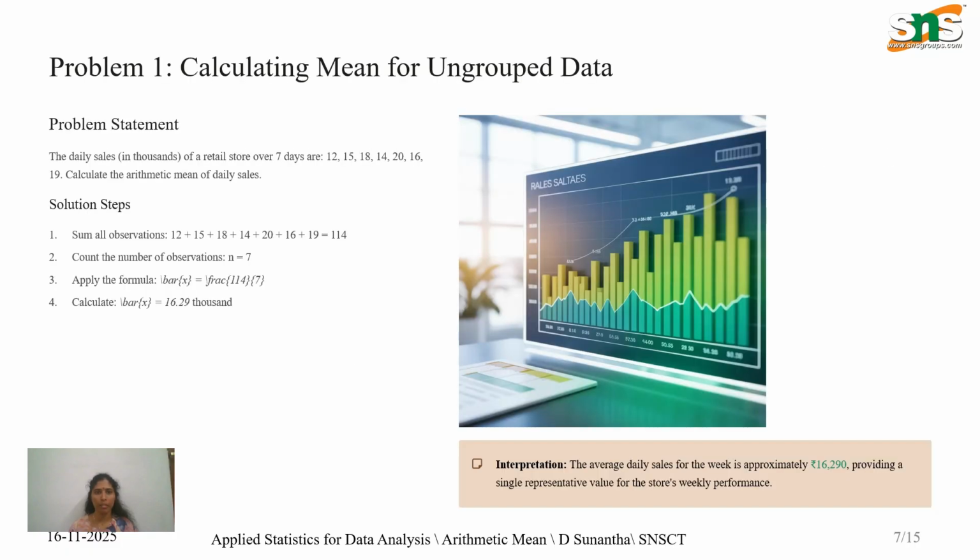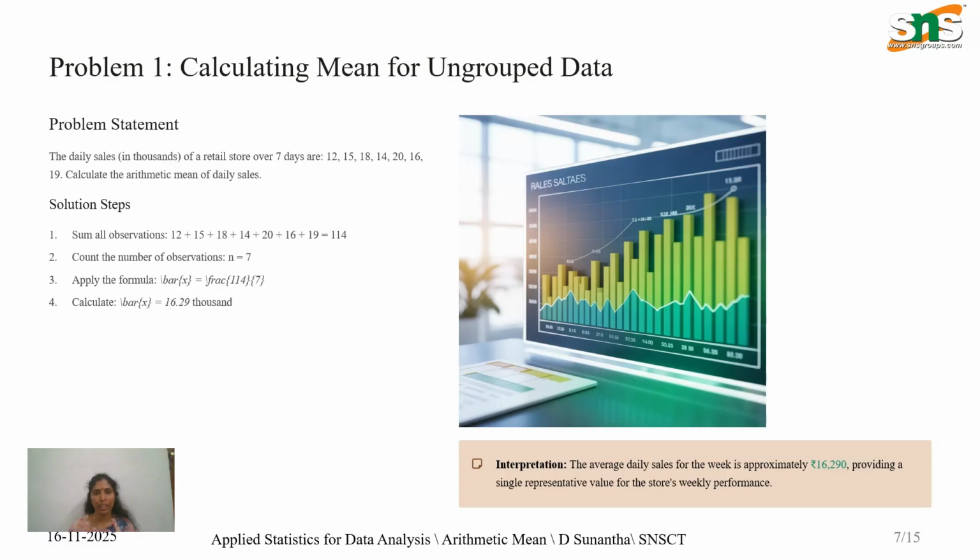Next here, let us see one problem for ungrouped data. Here the daily sales of a retail store over 7 days are 12, 15, 18, 14, 20, 16 and 19. Here we are going to find the arithmetic mean of sales. So here there are totally 7 days data, which are 12, 15, 18, 14, 20, 16 and 19. So the n value is 7 here.